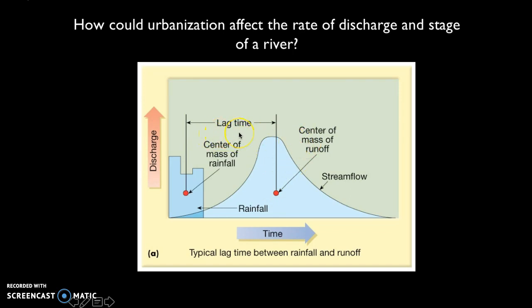So do you think that urbanization can affect that rate of discharge and stage of a river? Is it going to affect the lag time between the rain falling amount of water and the maximum discharge seen at the stream? I think so. So I'm going to give you a couple seconds to think about it.